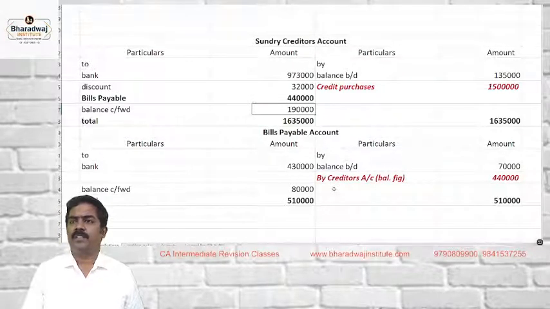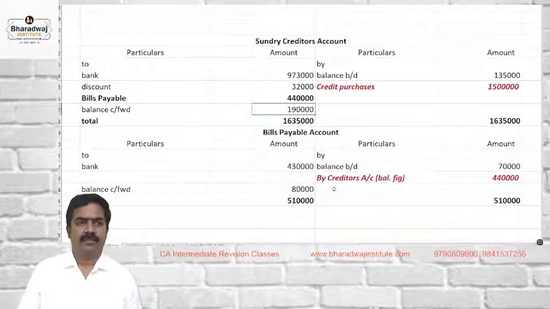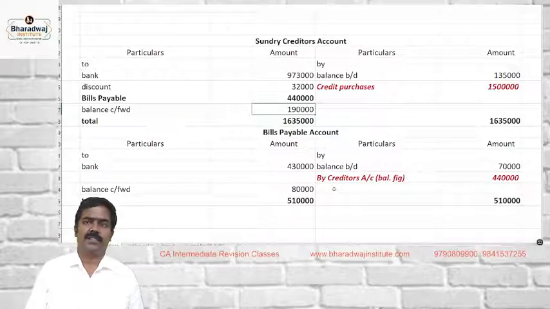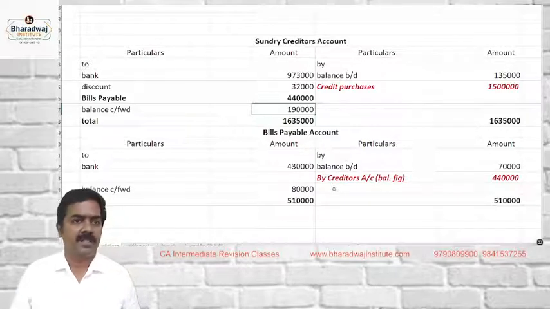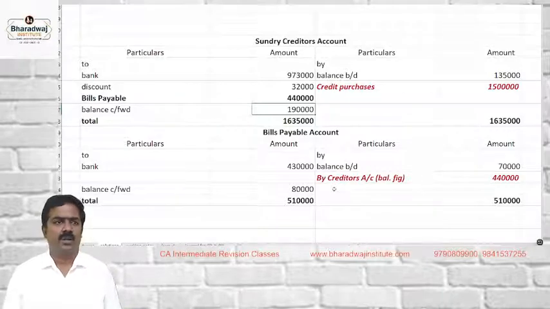Is there any cash purchases given in the problem? What is the cash purchases given? Cash plus credit purchases will give us what? Total purchases. You can work out opening stock plus purchases minus closing stock, cost of goods sold, to gross profit on sales. You can work out, do it.